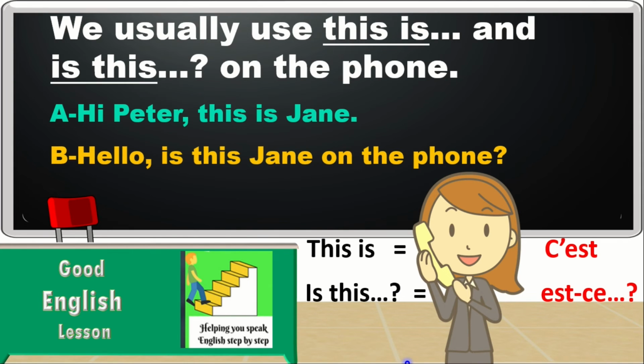Peter says, hello, is this Jane on the phone? Okay, Peter asks a question. Instead of this is, he says, is this? Yes, I am. Again, hi, Peter, this is Jane. Hello, is this Jane on the phone? Yes, I am.